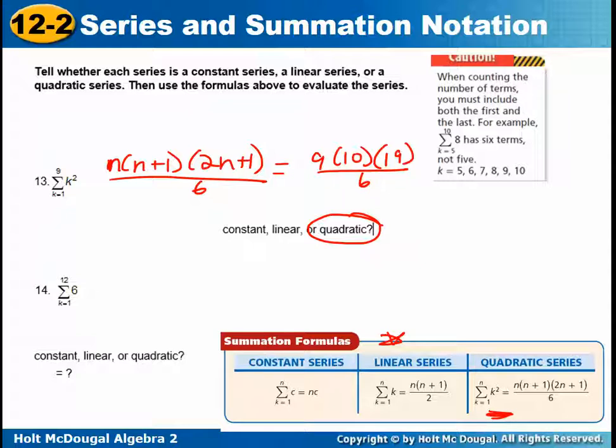Of 285. And then number 14 is a constant, so for the constant, the formula is just n, how many terms you have, times that constant number. So I have 12 terms, and it's times 6. And this is a constant. And there's some more on your worksheet, but they're not too difficult.